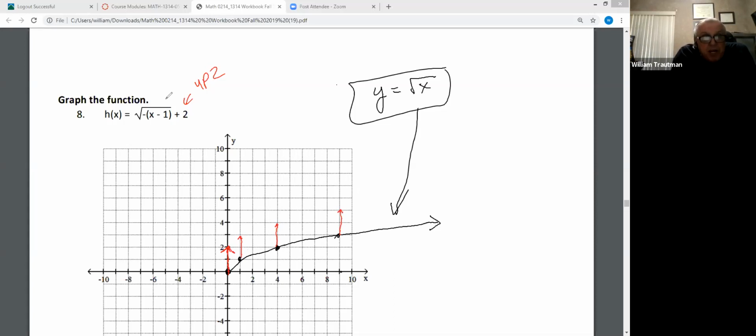Then we have a -1 on the inside. A minus moves it to the right. So we're going to move to the right 1 spot. Every spot that we moved up here, I'm going to use a different color. We're going to move every spot to the right 1 spot. This one to the right, this one to the right, this one to the right.